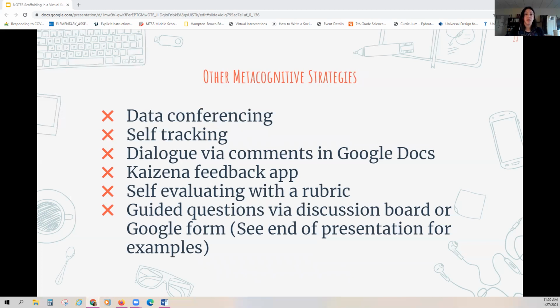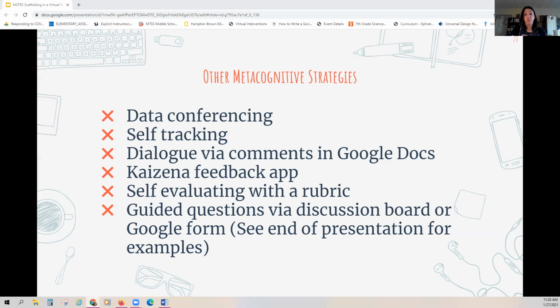Some other metacognitive strategies. I wanted to touch upon some of these really quick, because there's nothing worse than going to a training and someone throwing things at you and then you not having anything to take back with you. So a lot of these are ones that I have personally used myself as a teacher that I wanted to share. So the first one being data conferencing.